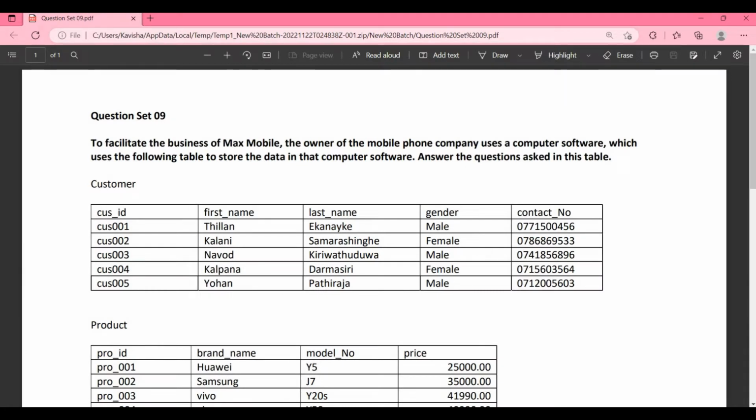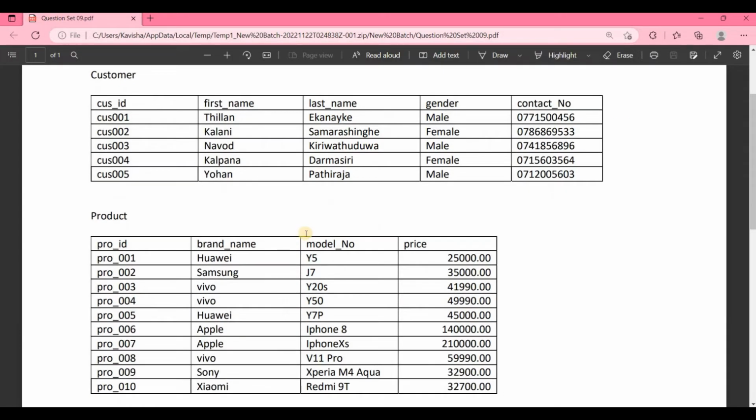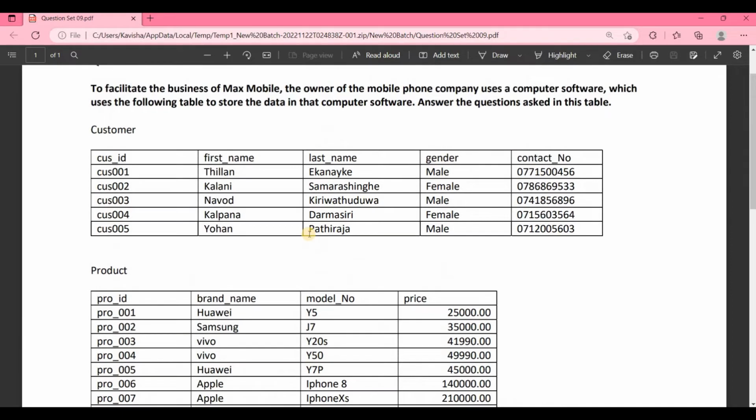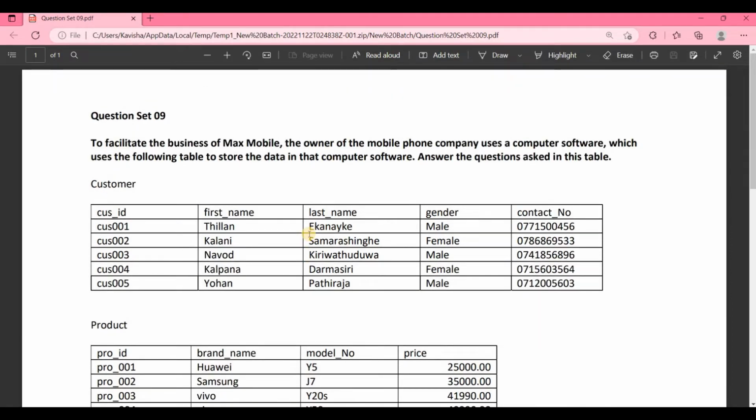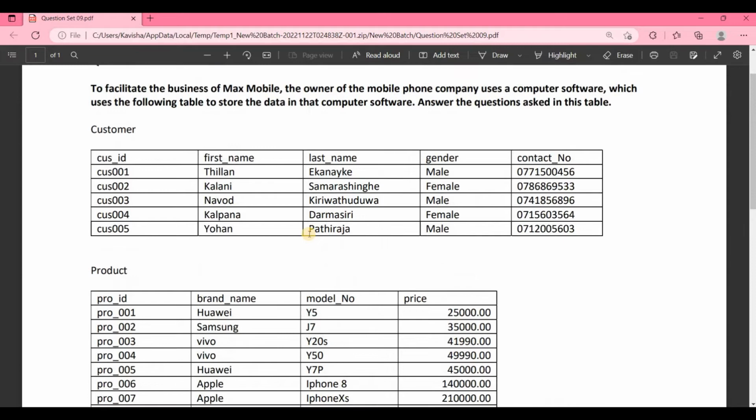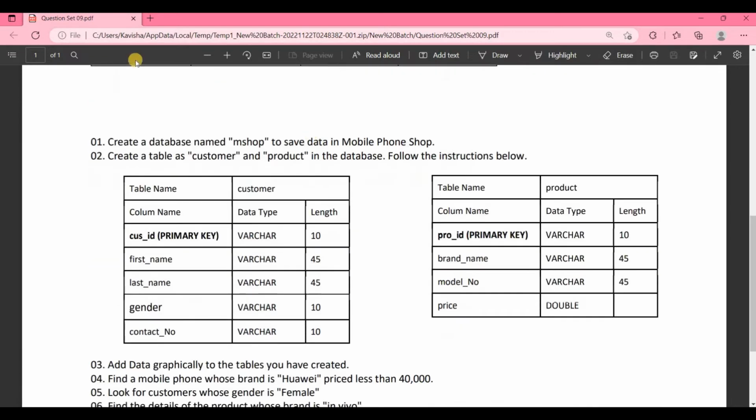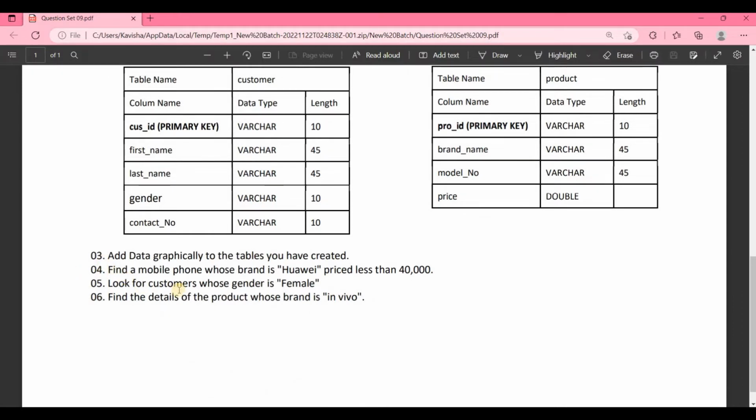Here, there's a business called Max Mobile, and the owner of this company uses a computer software, and we have to create the database. This is also like the 8th question. I have already created the database and the tables, so I'm not going to discuss the first, second and third question because I have already discussed them in the 8th video, my previous video. So I'm going to discuss from the 4th question.